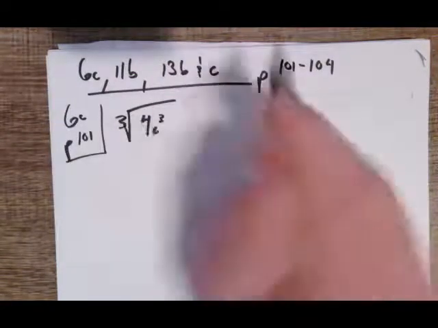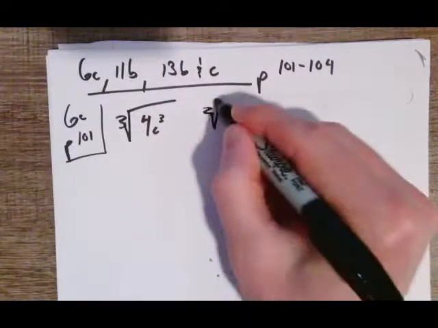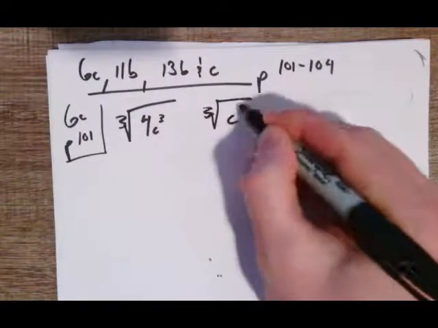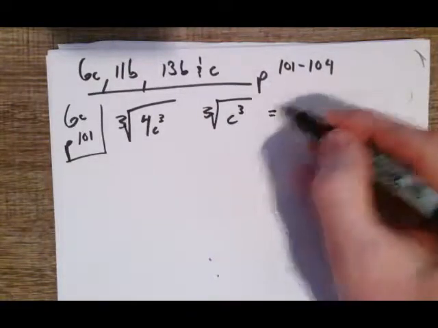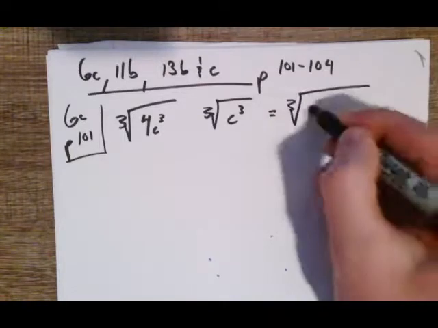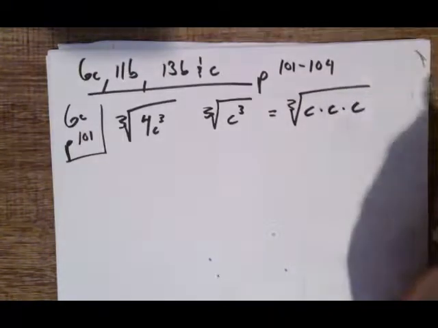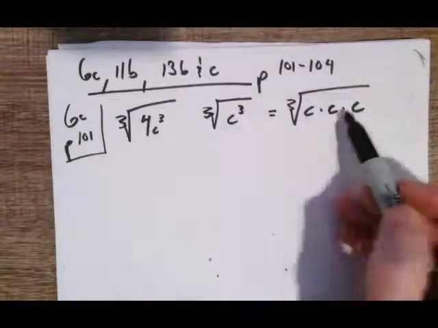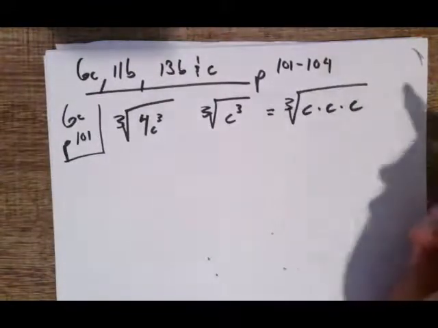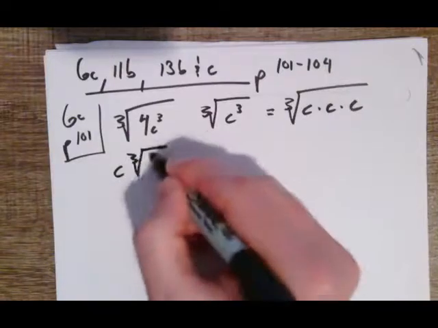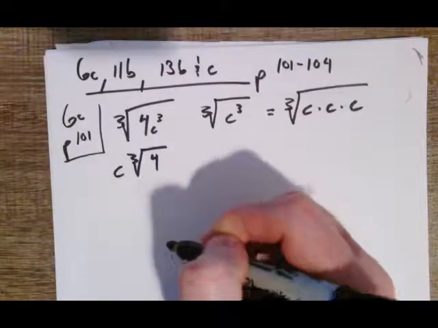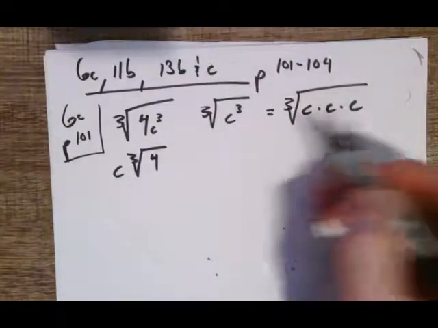Now, c cubed, so let me just ignore the 4 for a second. Let's just say the cube root of c cubed. That's the cube root of c times c times c. Anything to the power of 3 can be simplified and just pulled right out. Simplified, this is c cube root 4. But it's asking, can c be negative or positive?